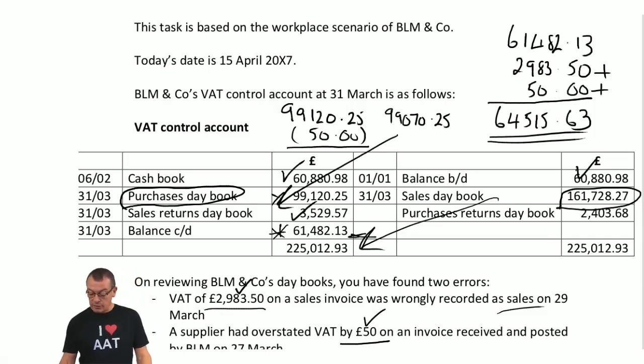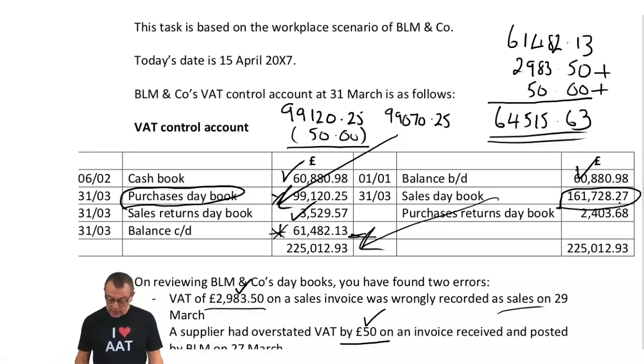Your sales day book will have changed. That's 161,728.27. You will need to add the 2983.50 into there. So that comes to 161,728 pounds 27 plus your 2983.5. That comes out as 164,711 pounds 77. That will change that figure there.